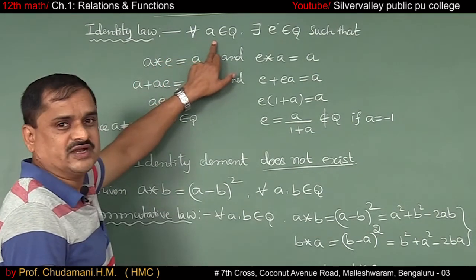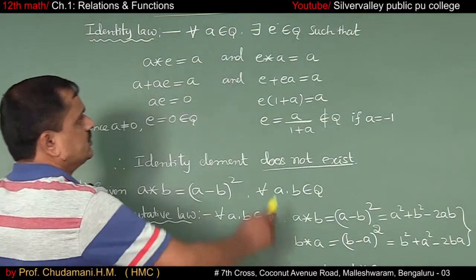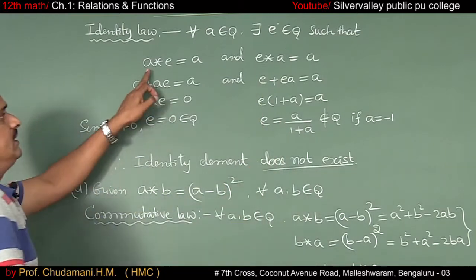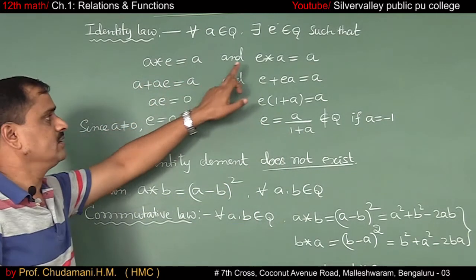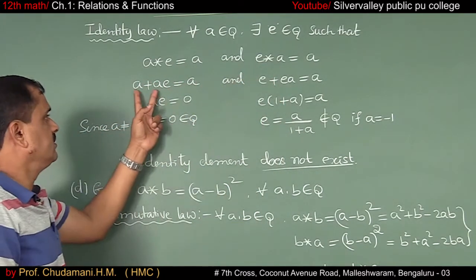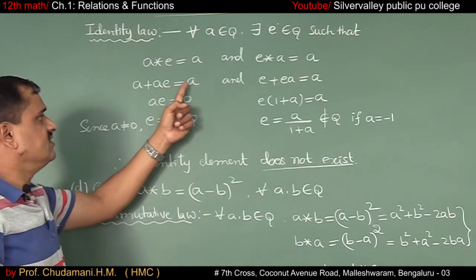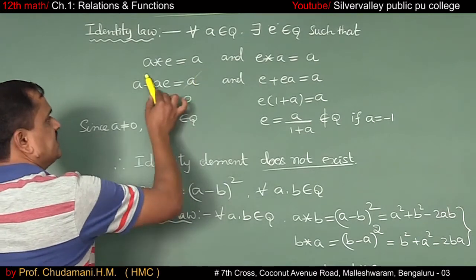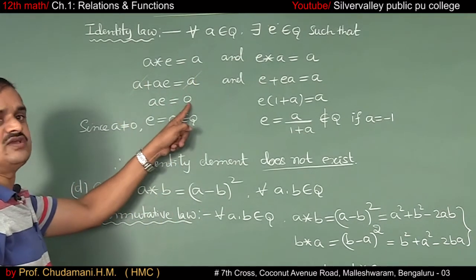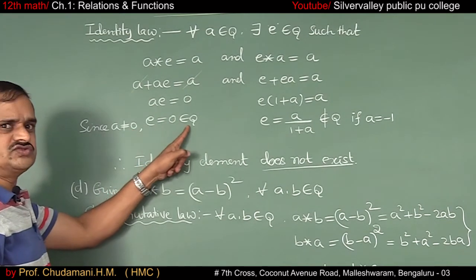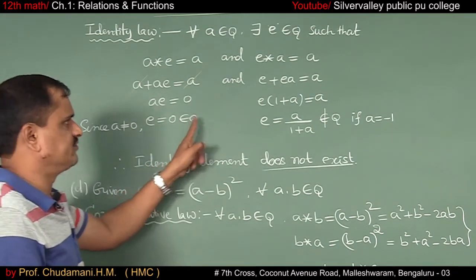Then, identity law. For all an element A belongs to the set Q, there exists E also belongs to set Q such that A star E equals A, E star A equals A. A star E means what? A plus AE is equal to A. A gets cancelled. AE is equal to 0. Since A cannot be 0, E is equal to 0. Belongs to the set Q, of course.